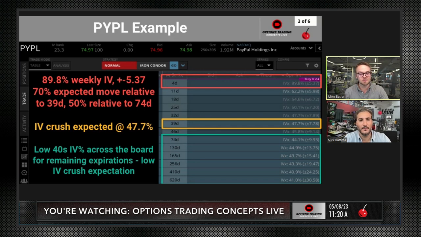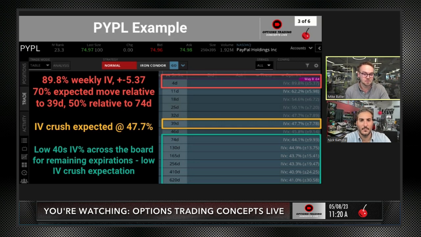47.7%, and then you look at the back months in that bluish rectangle there: 44.1, 44.9, 43. So we can see that 74 days and beyond, we are seeing that kind of flat implied volatility structure, where at 39 days, we're still seeing a little bit of an elevation. That doesn't mean we're going to get a massive crush in the 39-day, but we should expect to see, I would say, a 5% crush or more.